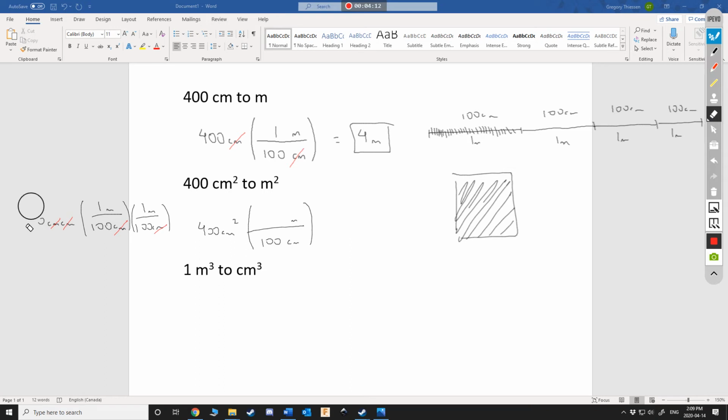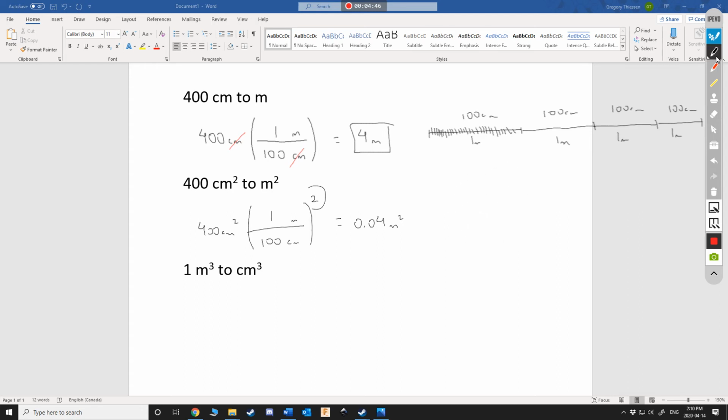Essentially, this is the same as just squaring our conversion factor. Our conversion factor is 1 meter is equivalent to 100 centimeters. Now I'm going to square it. This squares my units, which means everything inside here gets squared. So I'm going to have 400 and I'm going to divide by 100 two times because of that square. So 400 divided by 100 squared is equivalent to 0.04 meters squared.